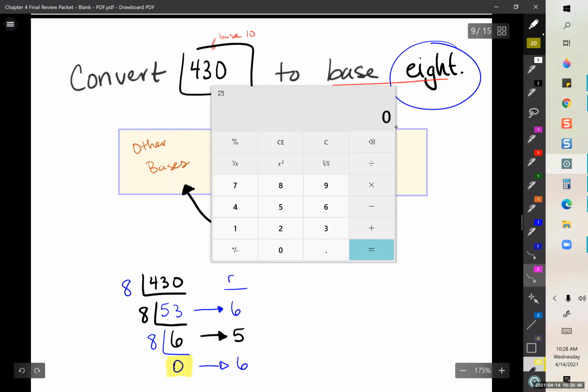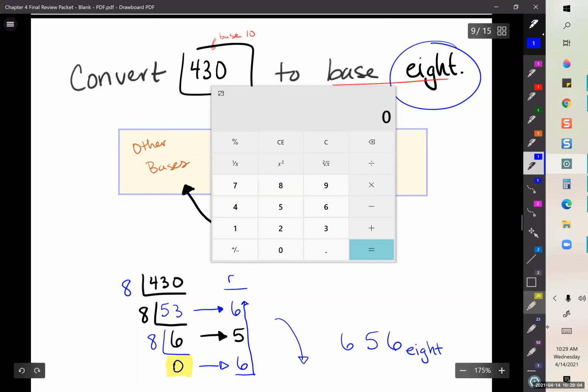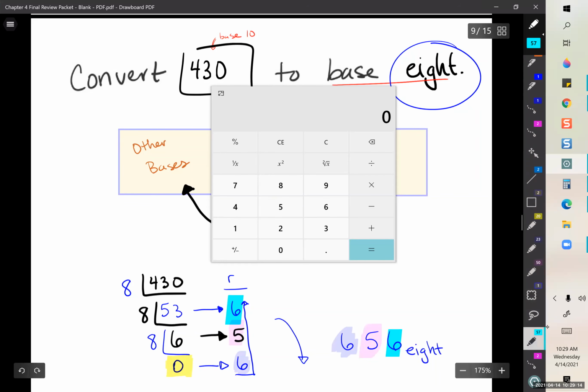Now the final trick here that you have to remember is the way you write this is you go down and up. So you kind of imagine picking it up and turning it over. So this would be 6, 5, 6, base 8. So this 6 was from here. This 5 was from here. This 6 was from there. So 656 base 8 is a different way to write 430 in base 10.